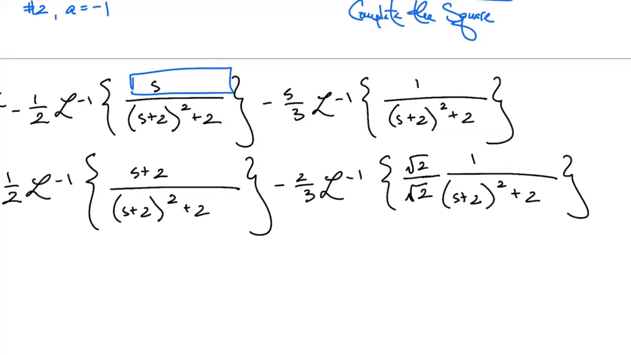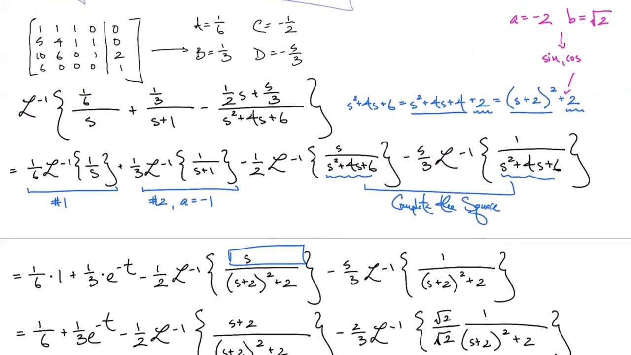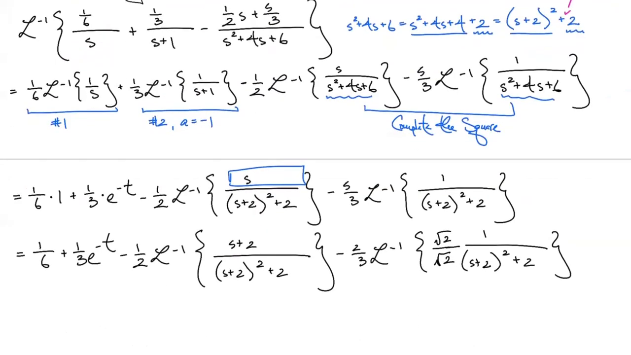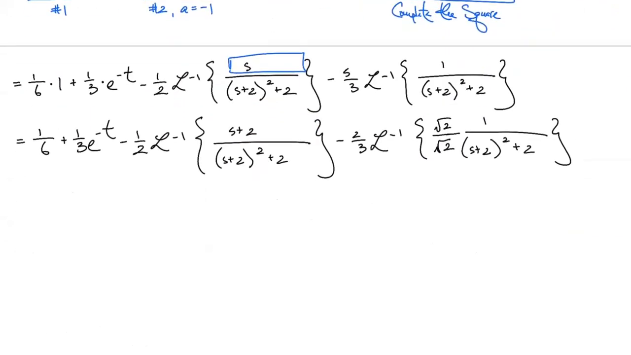And again, this is because earlier we said our b value is square root of 2. So if you think b is 2 or you think b is a different number, you're going to end up multiplying by a different number here. And so we want to be really careful about that step.